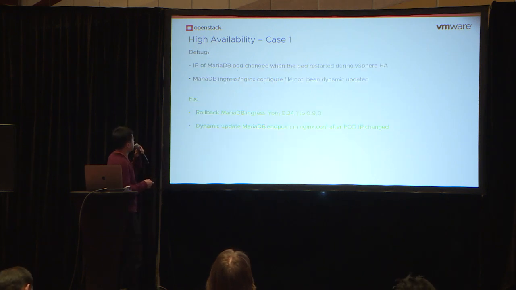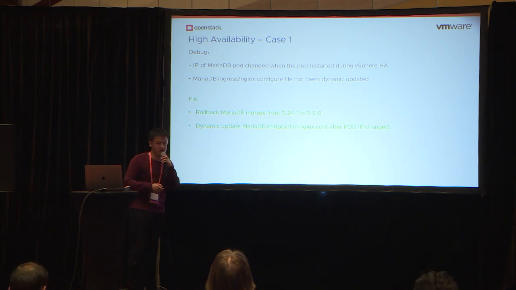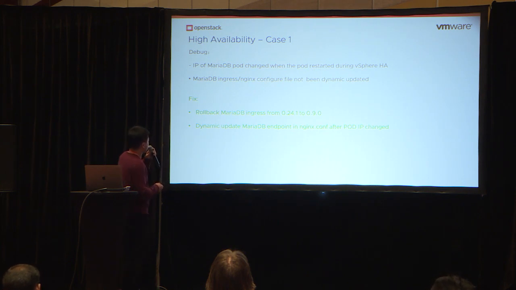When debugging this, we found the issue was caused by the pod IP changing when the new pod was created as HA happened. The MariaDB ingress and the nginx config file were not automatically updated with the latest IP address. We fixed this in two steps. First, we rolled back the MariaDB ingress version to the older one. Then we enhanced the dynamic resource changes in the nginx conf files to sync up with the latest changes.